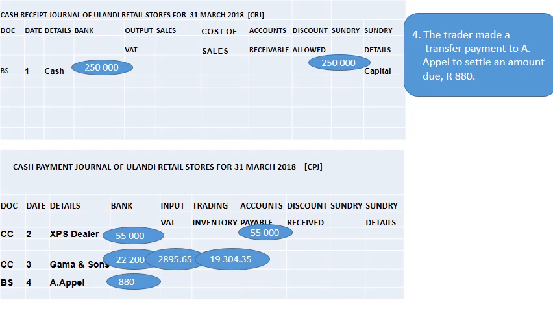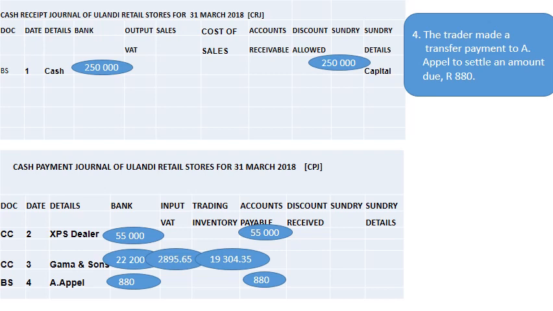Now this 880 was not a purchase of goods. We were paying an account. Therefore, because we were paying an account, the transaction does not include VAT. This 880 was paid to a creditor. Therefore, the 880 will then be shown under the accounts payable.